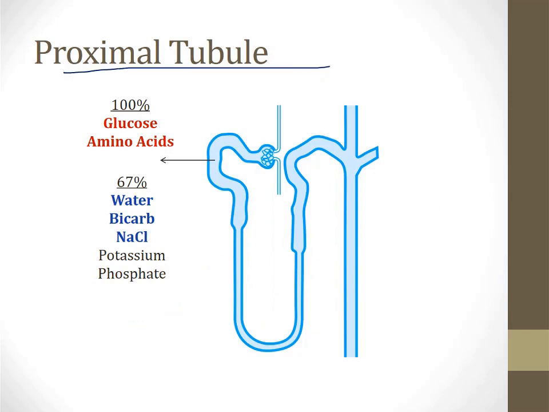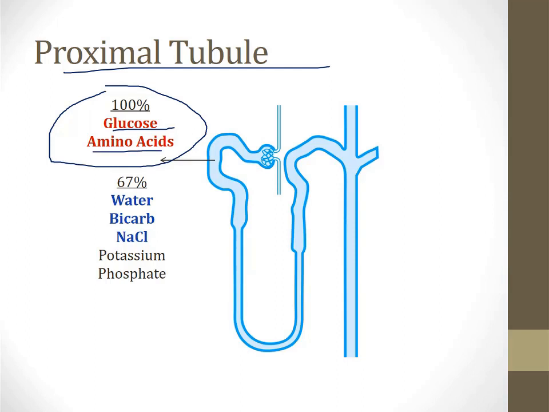I like to think of this section as the workhorse of the nephron. It reabsorbs more solutes than any other portion of the nephron, and we'll talk about this as we go along. First of all, this section of the nephron reabsorbs 100% of glucose and amino acids under normal circumstances. These are very useful solutes to the body. Glucose obviously is an energy source, and amino acids are important for protein synthesis.